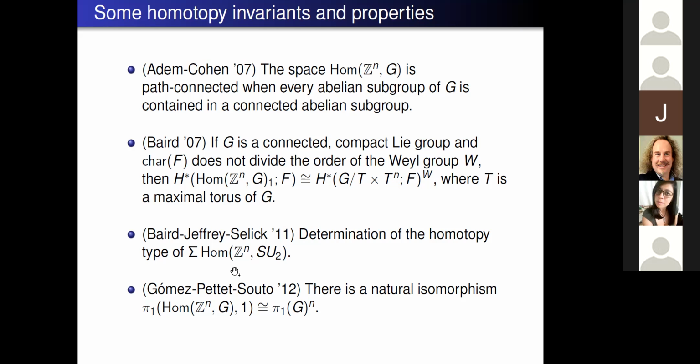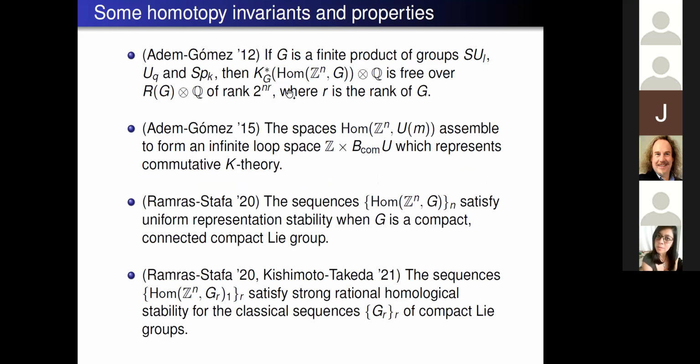For example, the suspension of this space, the space of homomorphisms into SU2, was determined. The fundamental group, the equivariant K-theory, rationalized. There is also an interesting phenomenon that these spaces, when you move in N and in M, you can assemble them and form an infinite loop space, which gives you another cohomology theory, which is called commutative K-theory. There are also generalizations of this, which are called nilpotent K-theory.